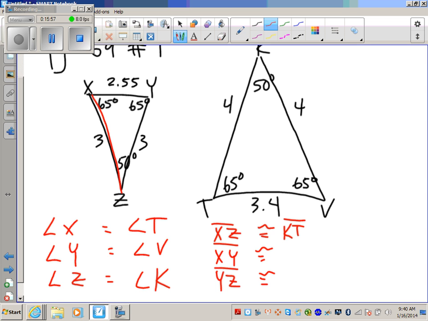And you know, the nice thing is that you could use these angles. What did we say? XZ. XZ was T and the K. KT, same segment. Okay. XY would be TV, and YZ would be KV.